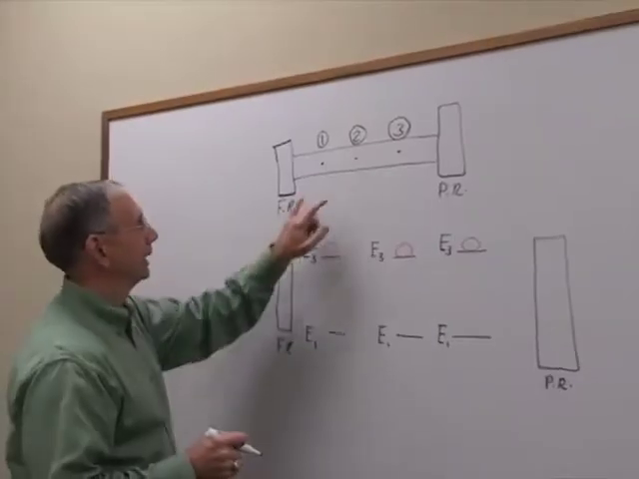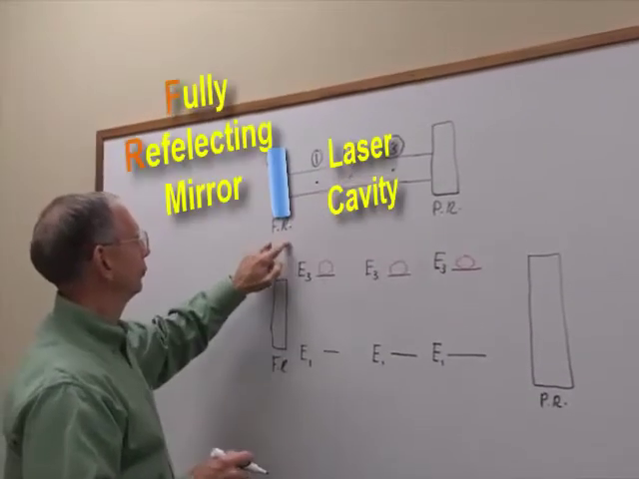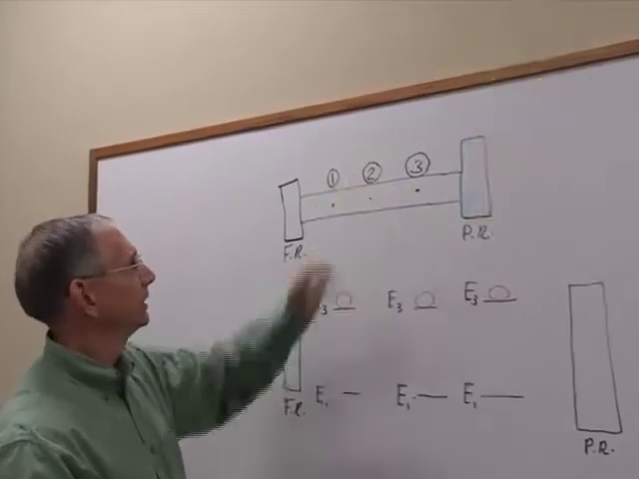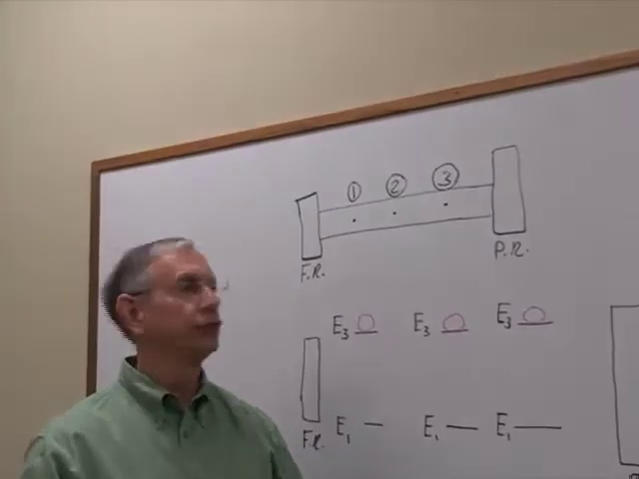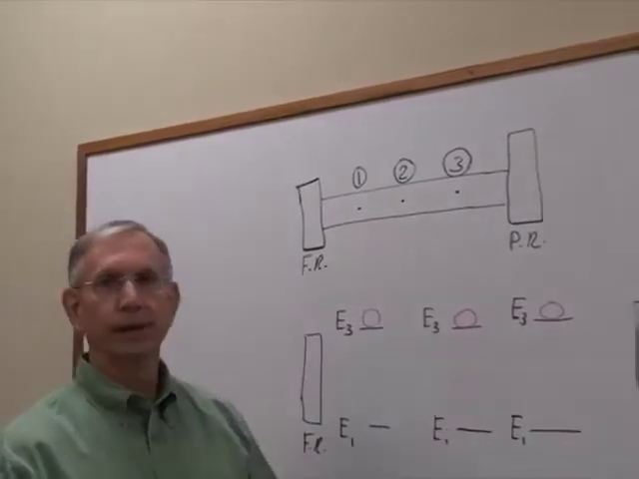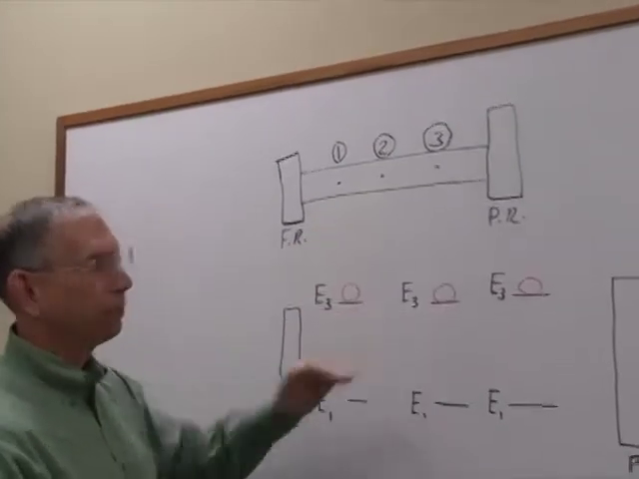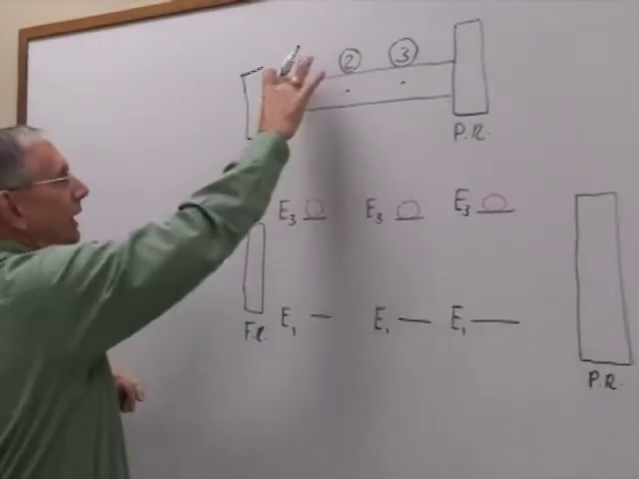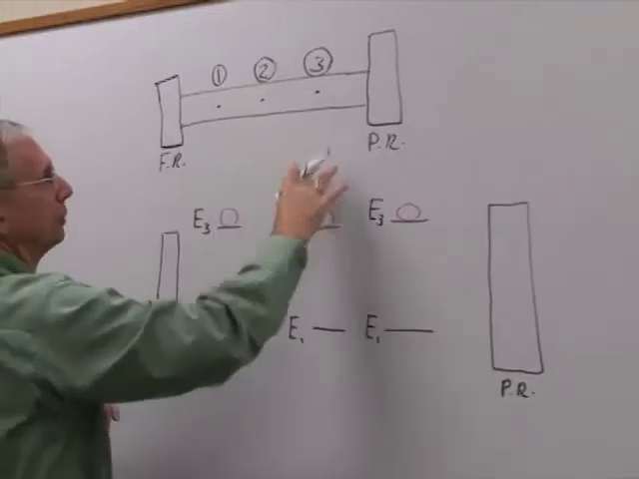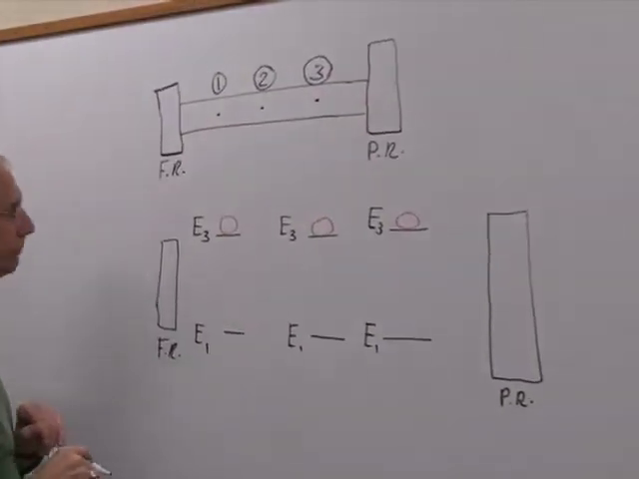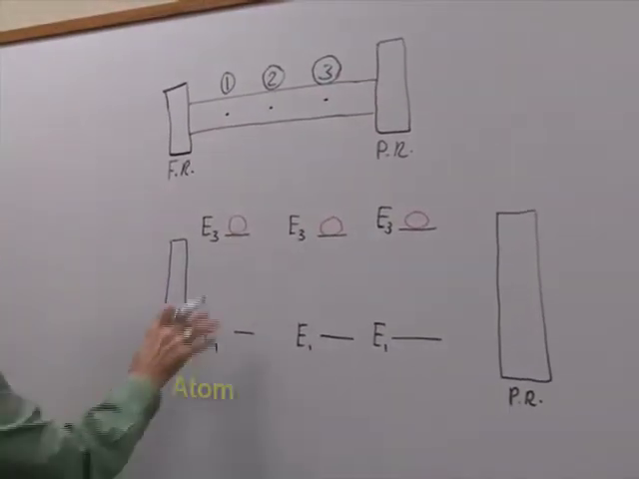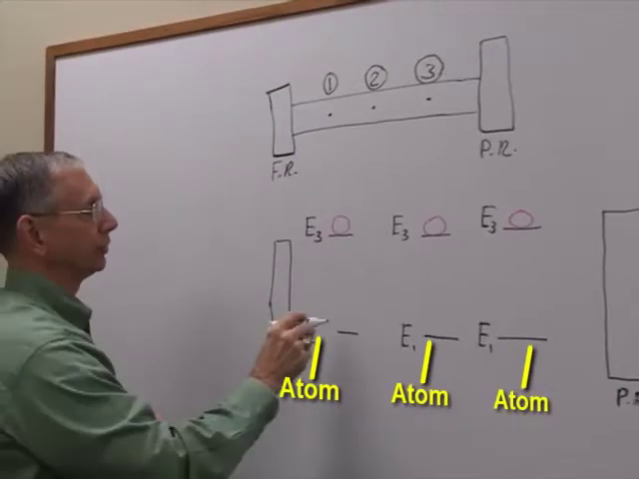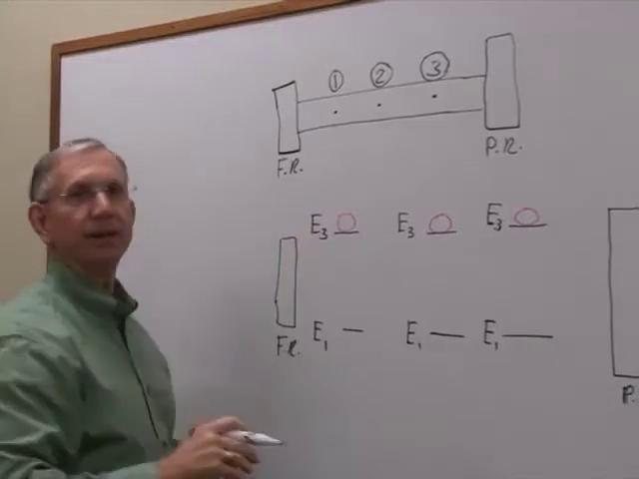What I've put up on the whiteboard is a laser with a fully reflecting mirror on this side, a partially reflecting mirror here, and I've identified three locations within the laser. In the diagram right below it, you can see that I've expanded that drawing, and here is position 1, here's position 2, and here's position 3.